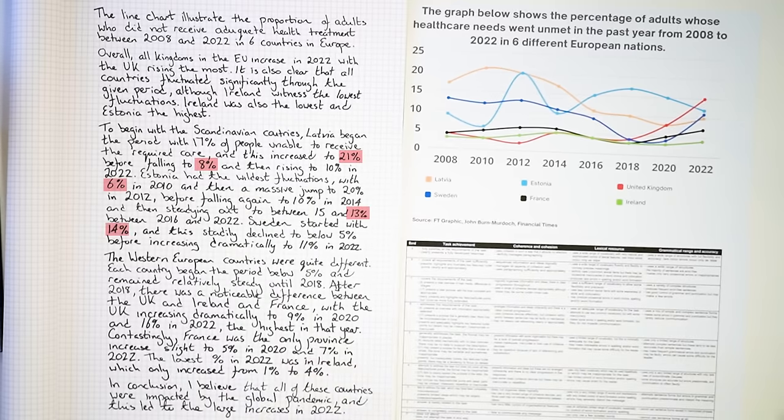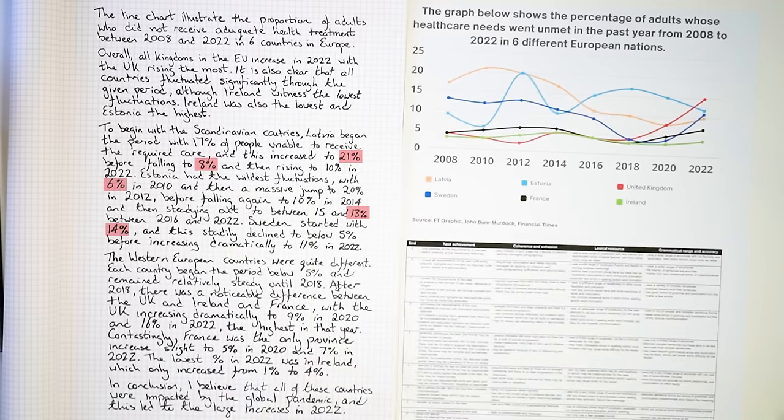So the UK diverged from the other two in 2020. They were all doing the same thing, and then one diverged, did something different. And we can use referencing here, the other two, because we've made it clear to the examiner that this paragraph is about France, the UK, and Ireland. So it's okay to use referencing like that, the other two, because it's clear who the other two are.